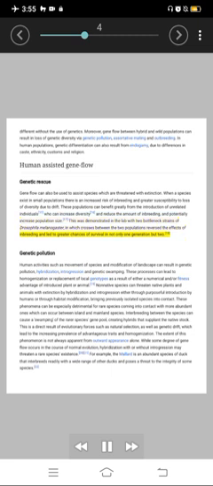Genetic pollution. Activities such as movement of species and modification of landscape can result in genetic pollution, hybridization, introgression and genetic swamping. These processes can lead to homogenization or replacement of local genotypes as a result of either a numerical and/or fitness advantage of the introduced plant or animal.